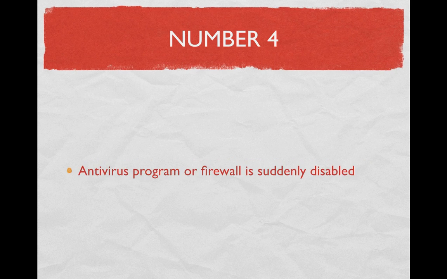The fourth is that your antivirus security program or firewall is suddenly disabled. A lot of common viruses take place on a Windows machine, and antiviruses such as McAfee or Norton are great. But if they suddenly become penetrated or the firewall suddenly turns off, then this might be of concern.